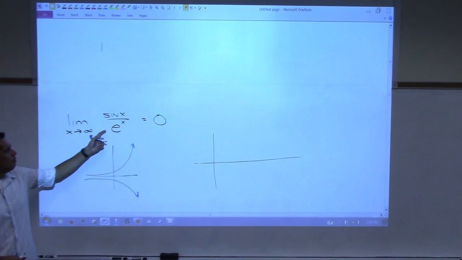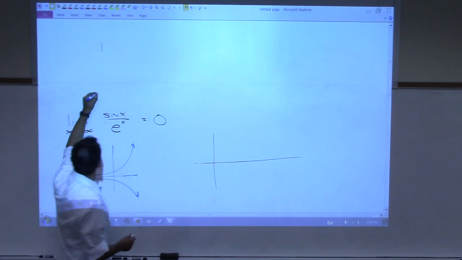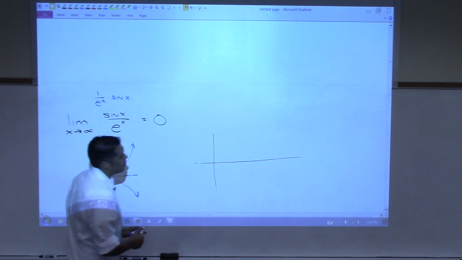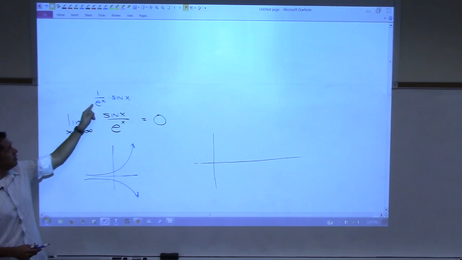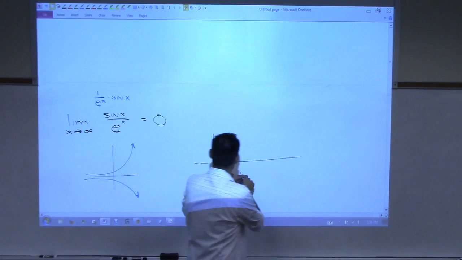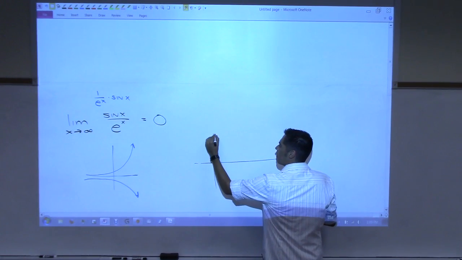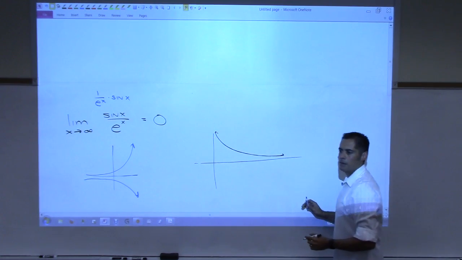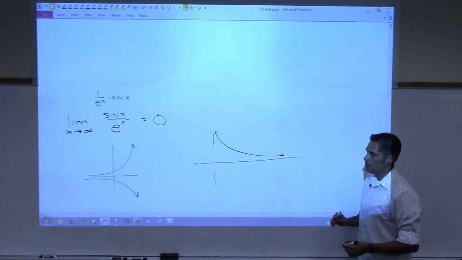Okay? But if I move it out front and write it like this, 1 over e to the x times sine x, that's actually what it is, right? 1 over it. So if you do 1 over this, it actually flips it and it becomes the exponential function going this way, like this. Right? That's what will happen.